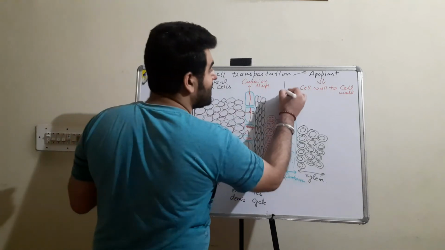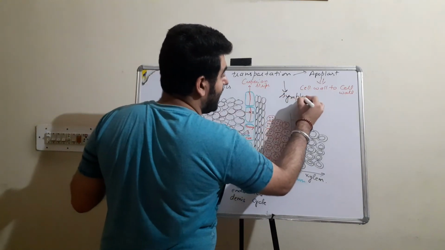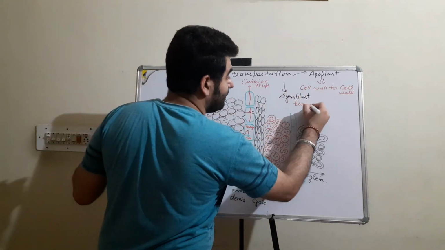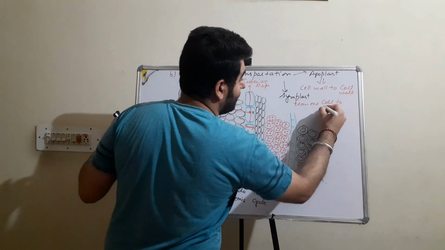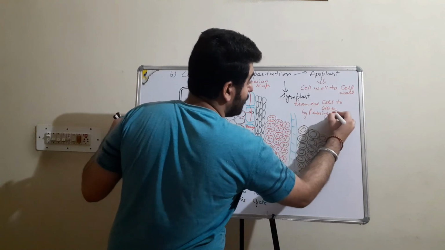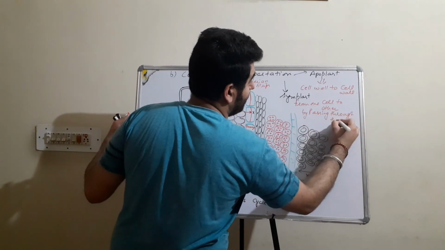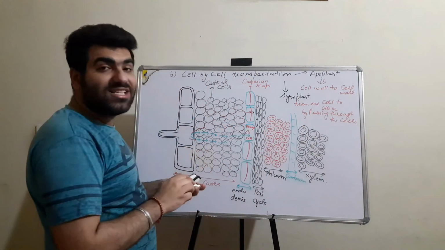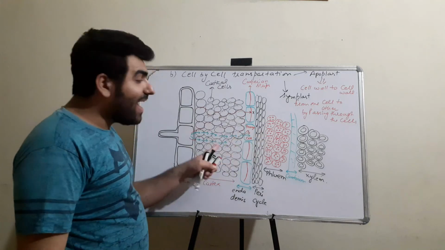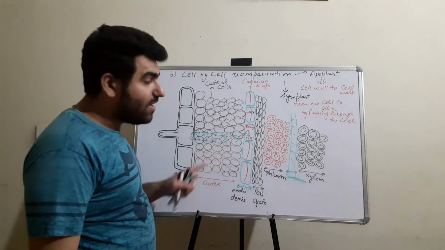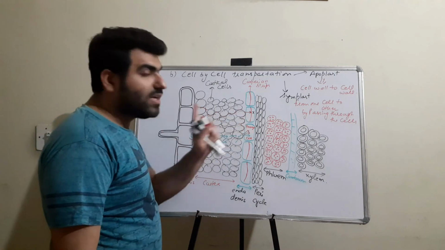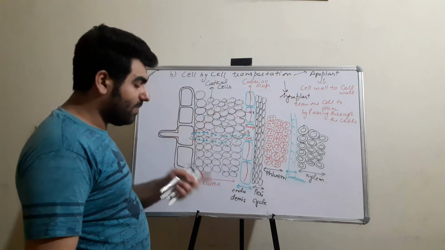So in the next case, the symplast, the water goes from one cell to the other, passing through the cells. Now here the water is passing through the cell, not just along the surface. This process takes time, and only 10% of the water is transported by symplast. 90% of the water is transported by the apoplast.